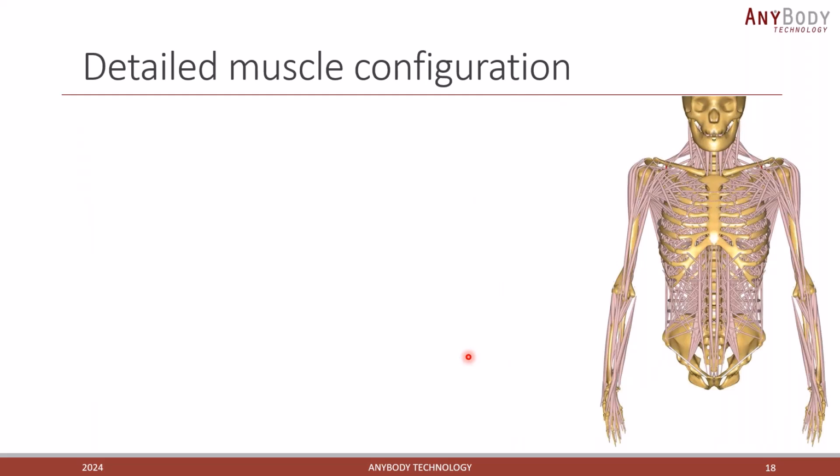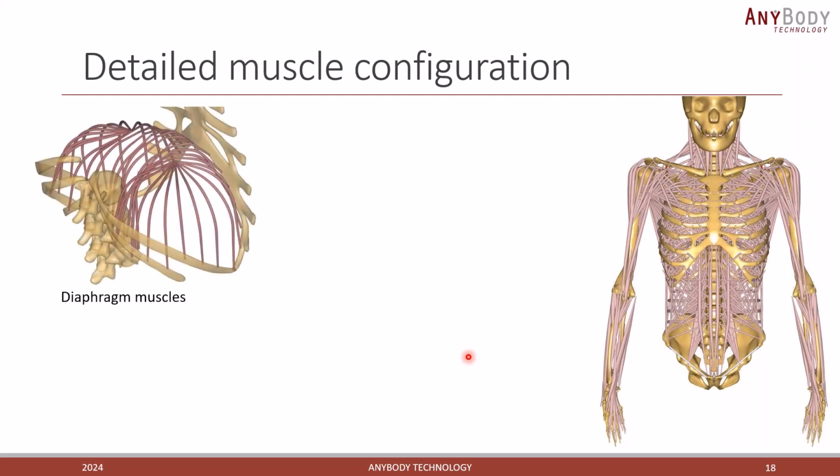So here I'll show you a little bit of what we have as new muscle configurations. You already saw the diaphragm muscles. You can see here that the diaphragm muscles are actually activated here, and you can see that the colors are almost the same. So it means that the force distribution on all the diaphragm is evenly distributed actually, and it's very nice.